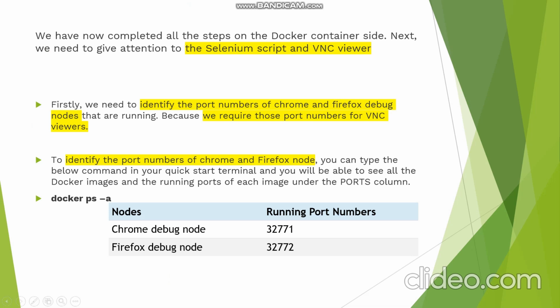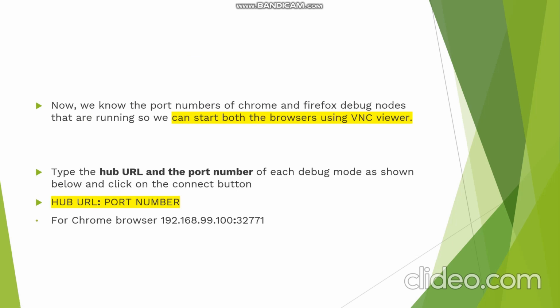We need to run this docker ps -a command, which will help us see the images and their ports. After we have downloaded these images, we can see all of them, and under the ports column we will get these ports. Once we know the port numbers of the Chrome and Firefox nodes, we can start the browser using the VNC viewer. We will open this VNC viewer and give the hub URL, basically the local machine URL, and the port number of each node.